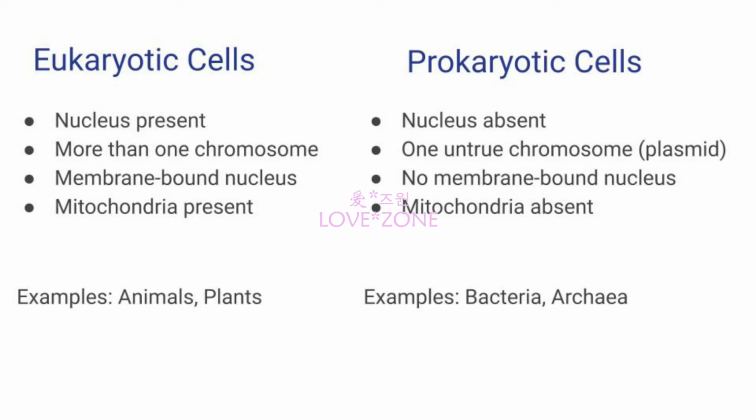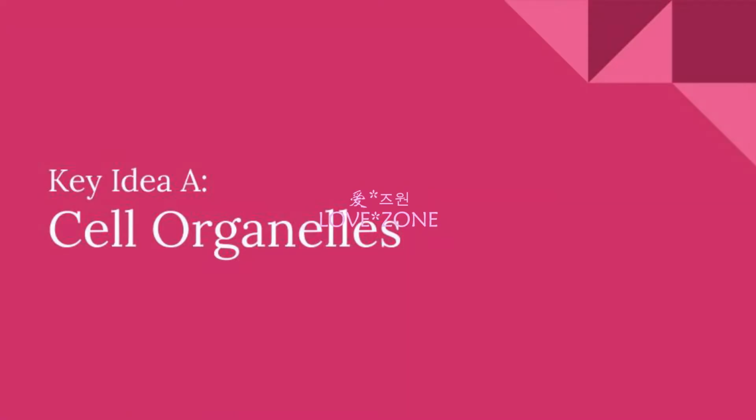A nucleus is present in every eukaryotic cell, but absent in prokaryotic cells. Eukaryotic cells always contain more than one chromosome. Instead of chromosomes, prokaryotic cells contain a plasmid. Mitochondria are present in eukaryotic cells, but not in prokaryotic cells. Animals and plants are eukaryotes while bacteria and archaea are prokaryotes. Let's move on to key idea A, cell organelles.